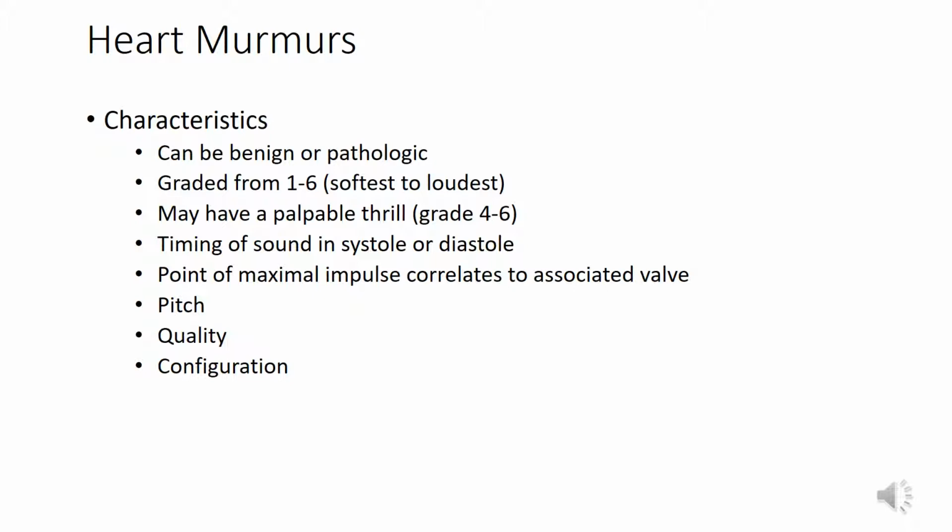As you're assessing and documenting your murmurs, make sure you pay attention to some of the characteristics. They can be benign or pathologic. A diastolic murmur is always going to be pathologic. They are graded in their sound from a 1 to a 6, so the softest to the loudest. They can have a palpable thrill in grades 4 through 6. The timing of the sound in systole or diastole could last through the whole sound, or it could be early, mid, or late in the sound.